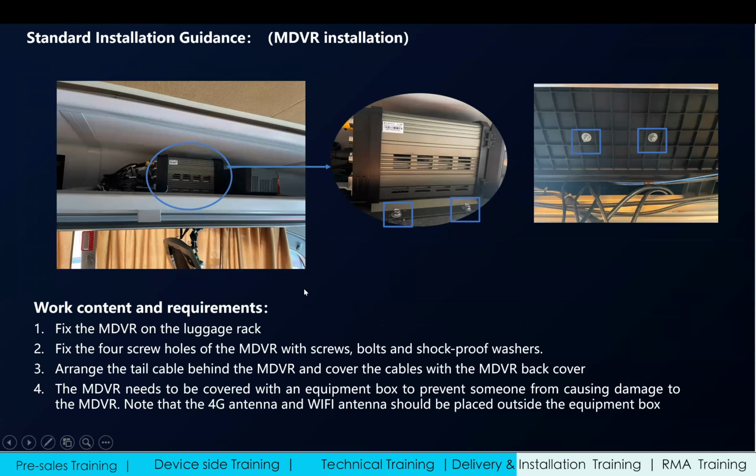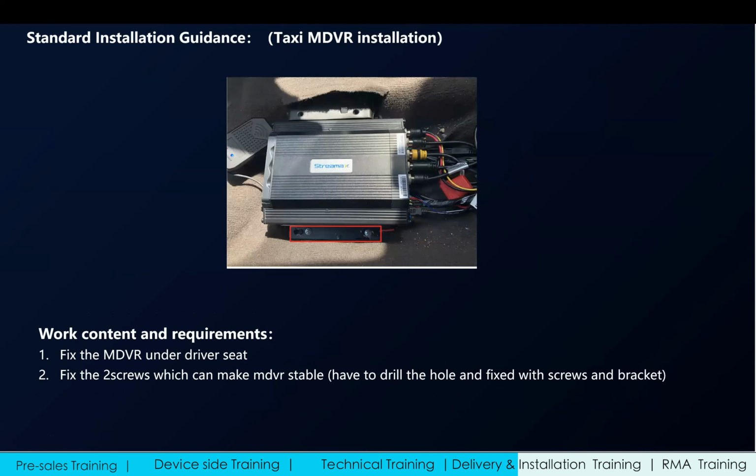And for example, if you have no place to put it inside the vehicle, you can put it into the luggage rack. Just make sure there's no AC around, and the 4 screws are fixed to the main structure of the vehicle. That's also no problem, but it needs to be fixed tightly as required. This is for the taxi. For a taxi, usually we put the MDVR under the seat. Also, 4 screws need to be fixed to the main structure of the taxi vehicle.